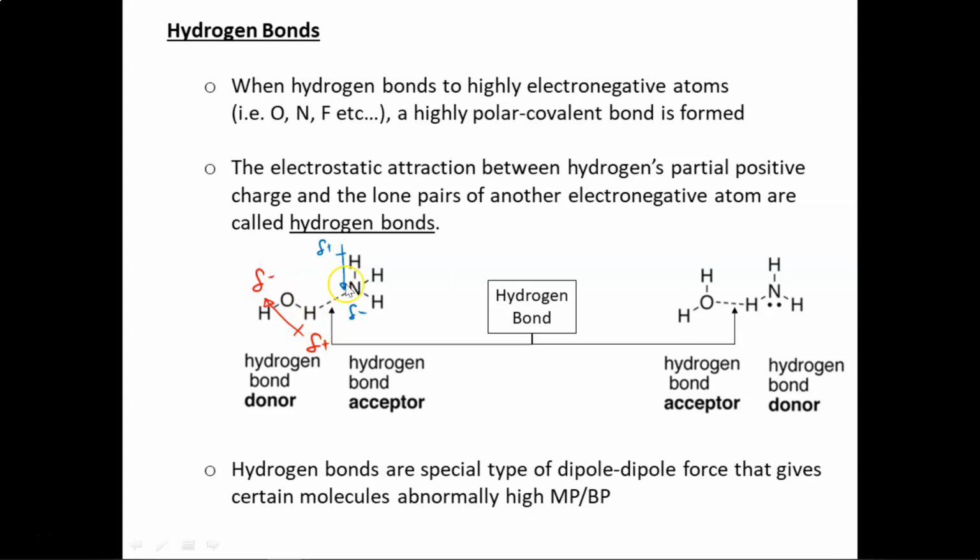We call this a hydrogen bond, even though technically it's not a chemical bond, so it's not an exchange of electrons. It is still an intermolecular force, but for some reason they just call it a hydrogen bond because it's one of the strongest types of intermolecular forces.